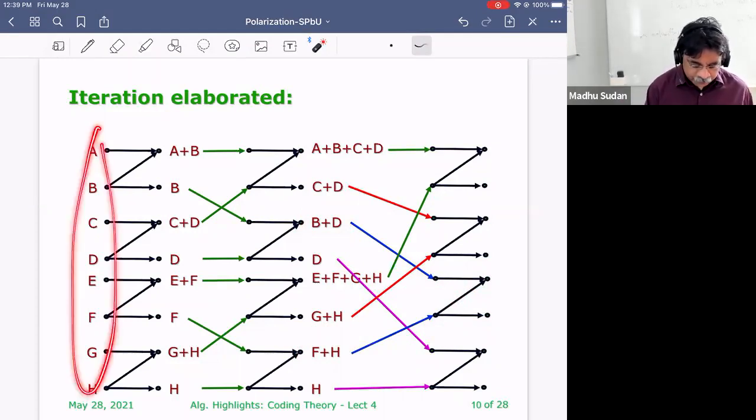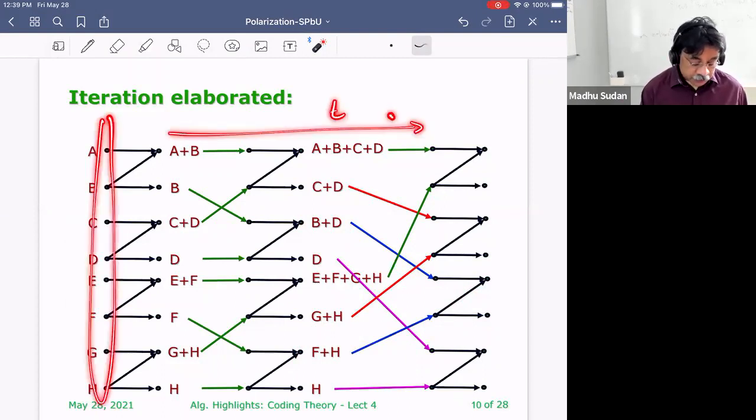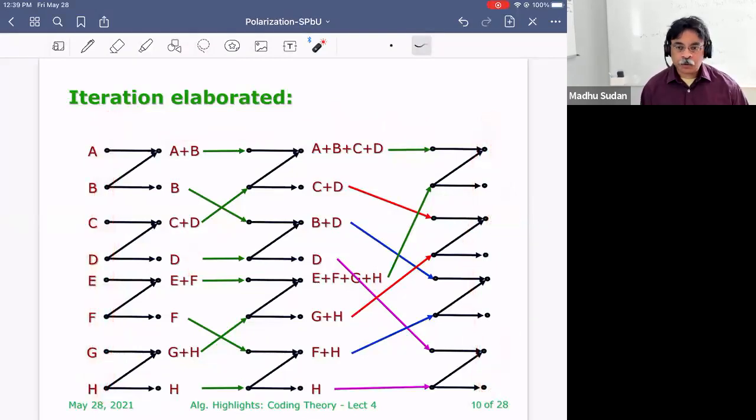If we repeat this process t times, then we would have needed to start with 2 to the t bits. We will end up with 2 to the t bits. Each bit here is a parity of some subset of these bits. So this whole thing is represented by some big 2 to the t by 2 to the t matrix. And one of these matrices is the one that will do for us.